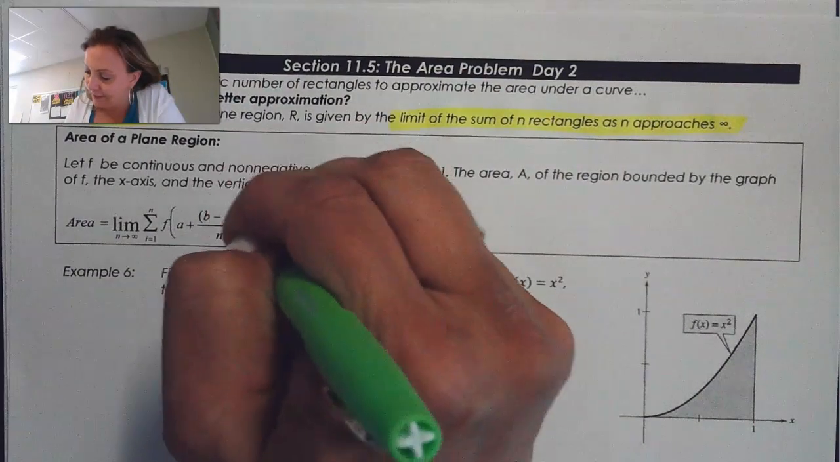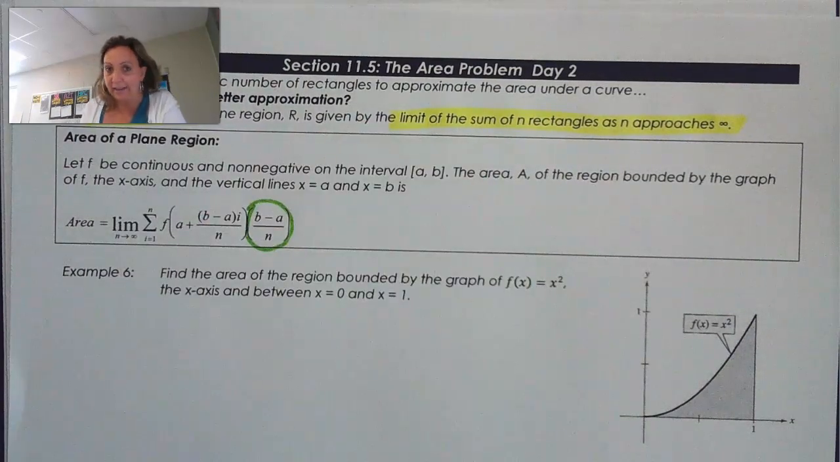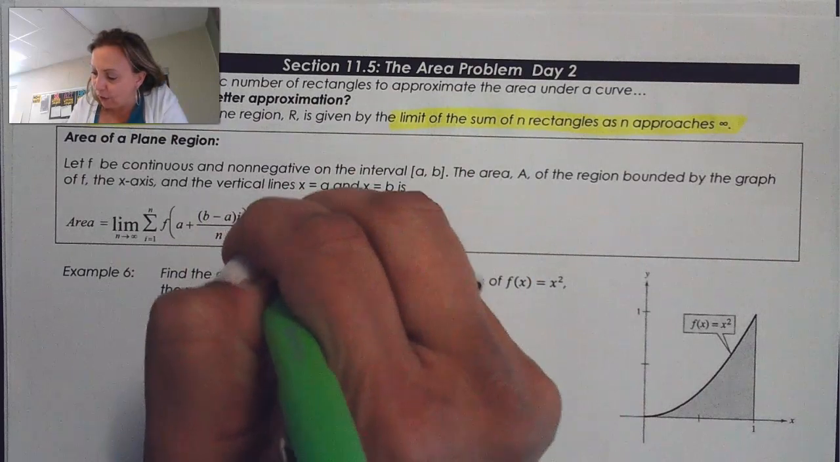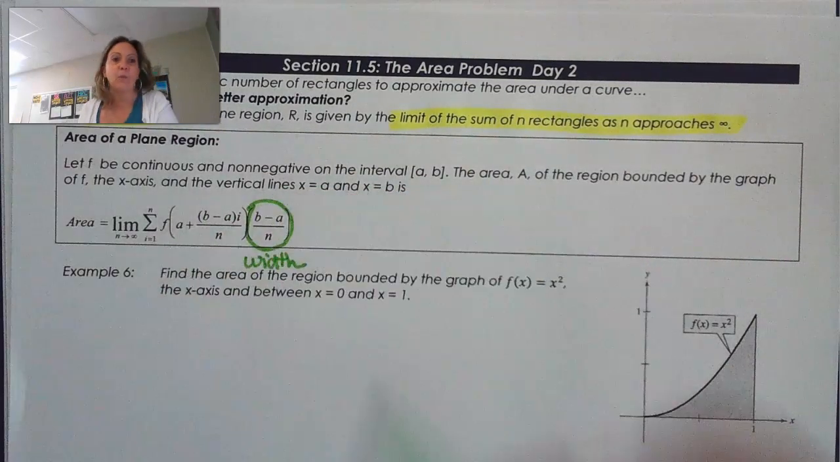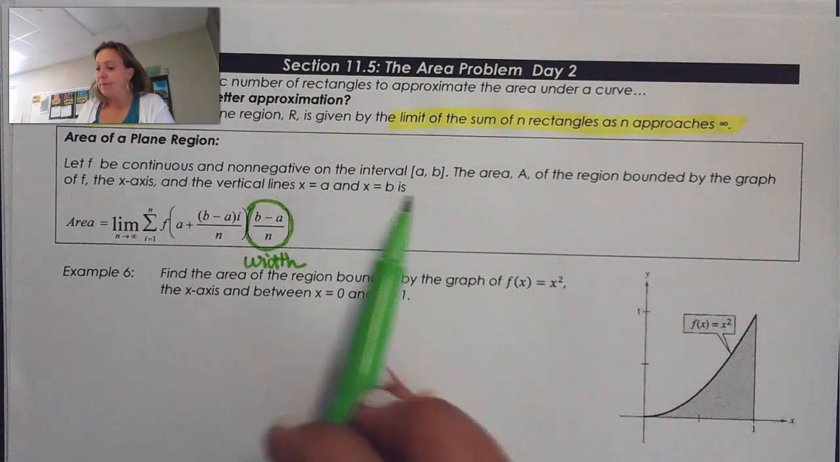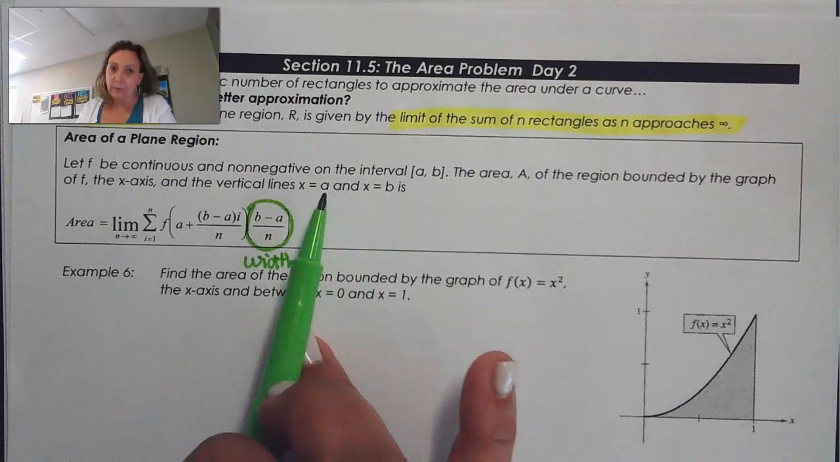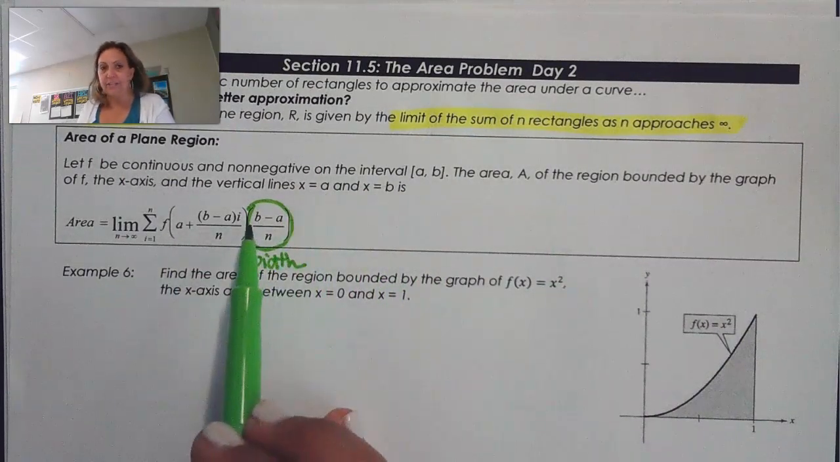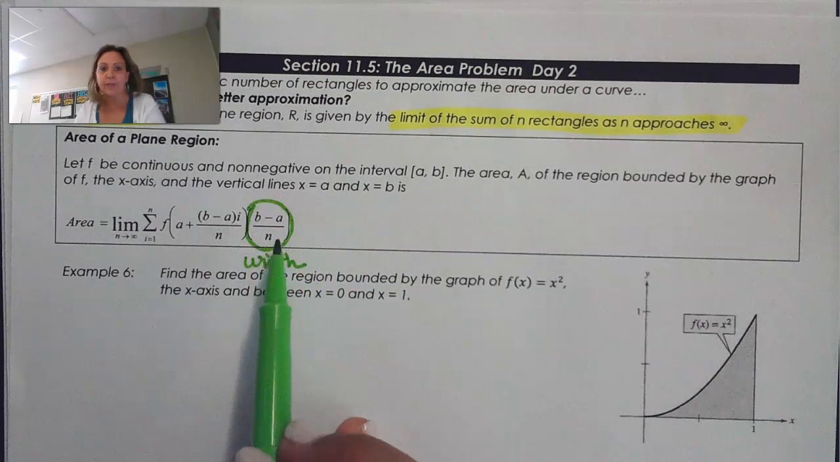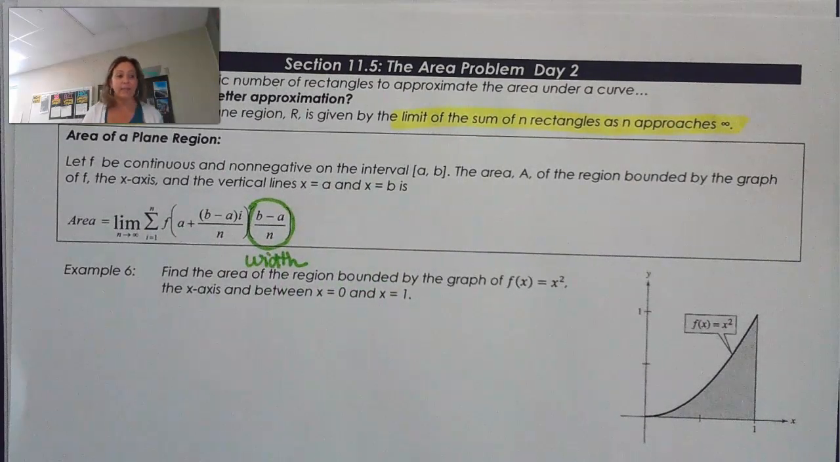This right here, this b minus a over n, is really our width. It's the width of the rectangles. Remember, the b was where we finished, the a was where we started. So we take the finish minus the start divided by how many rectangles there are. That's the width of each rectangle, right?